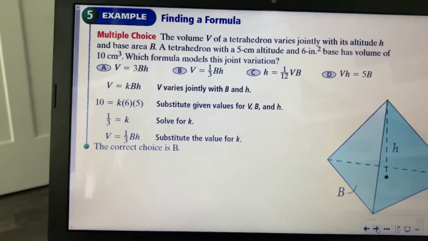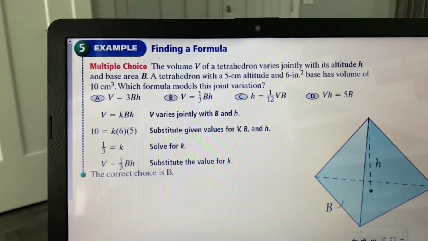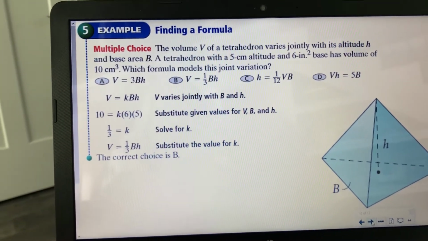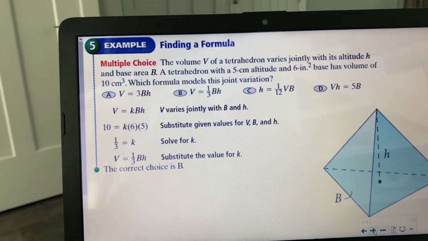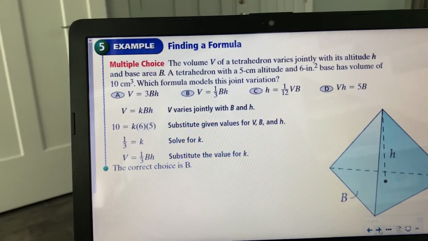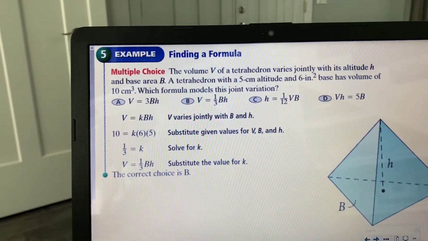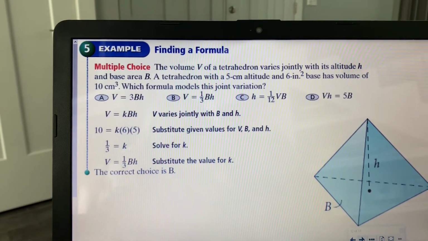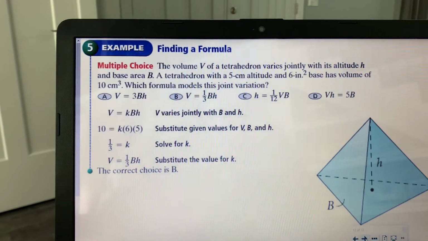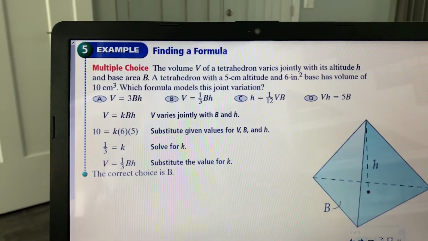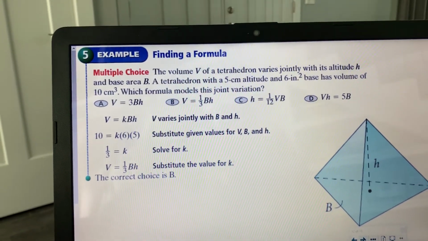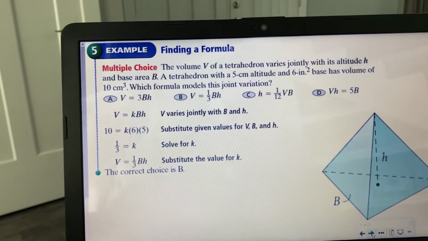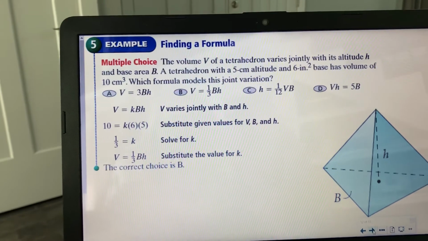So here's an example. The volume V of a tetrahedron varies jointly with its altitude h and base area B. A tetrahedron with a 5 centimeter altitude and a 6 square inch base has a volume of 10 centimeters cubed. Which formula models this joint variation? So V equals k times capital B times h. That means volume equals k, the constant of variation, times the base area times the height.